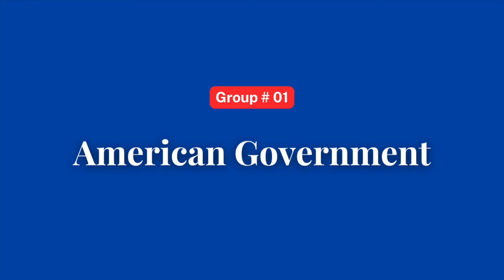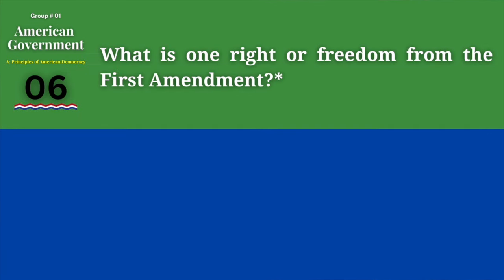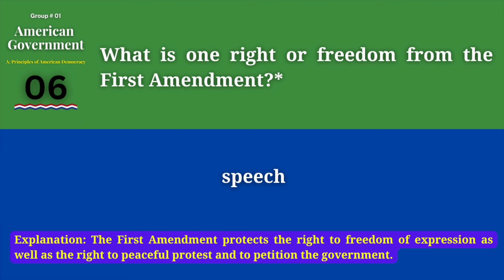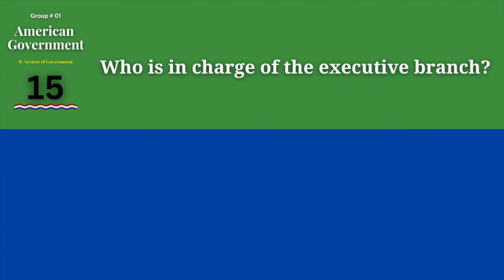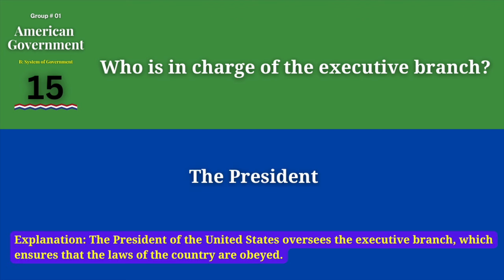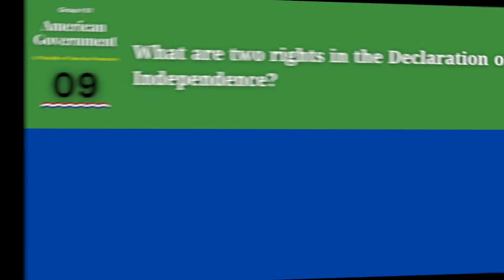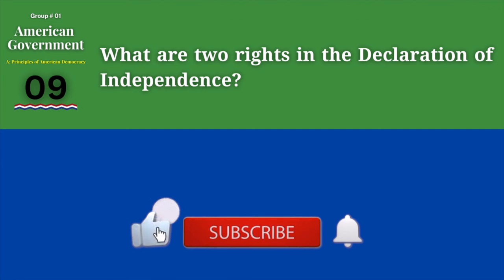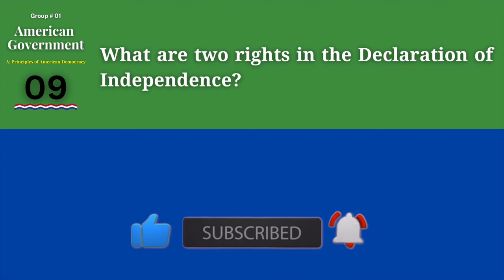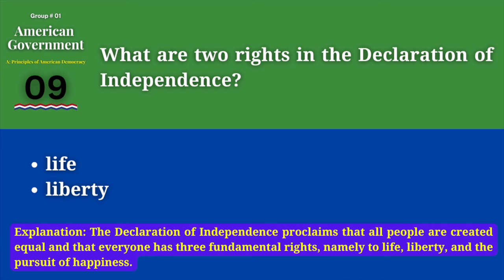Group 1. American government. What is one right or freedom from the First Amendment? Speech. Who is in charge of the executive branch? The president. What are two rights in the Declaration of Independence? Life, liberty.